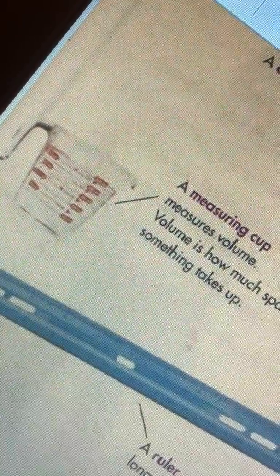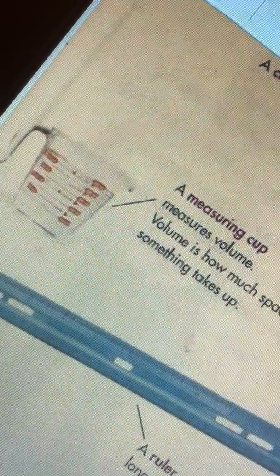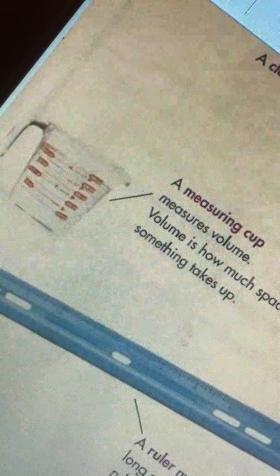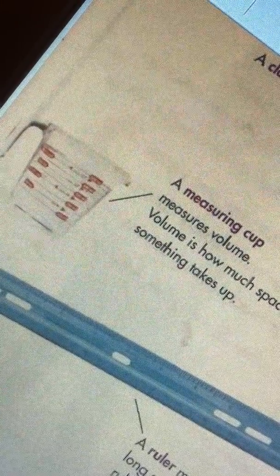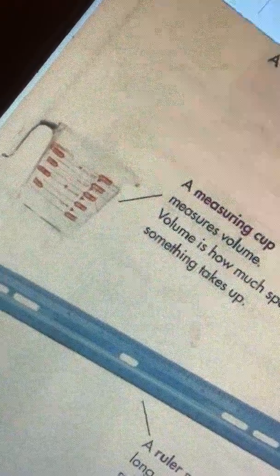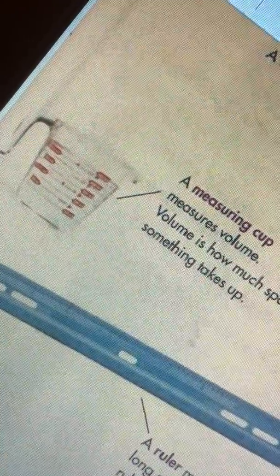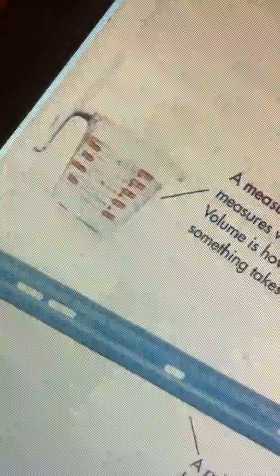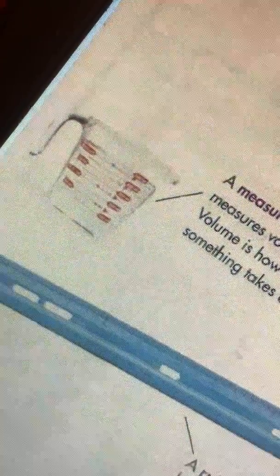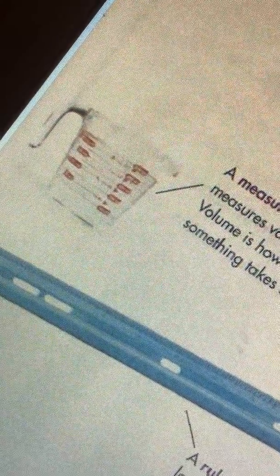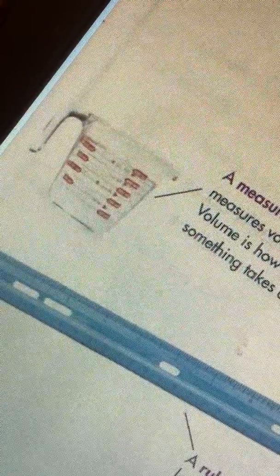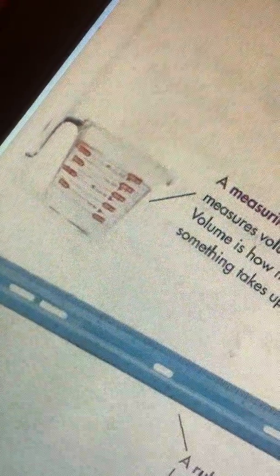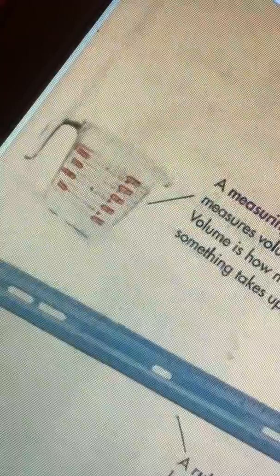The volume is how much space the matter takes up, how much space something like milk takes up in this cup. So we want to know how much milk we have in this cup. We are now asking about its volume. When I say we have 100 milliliters of the milk, I am saying its volume.